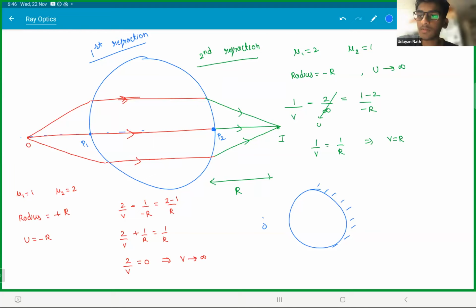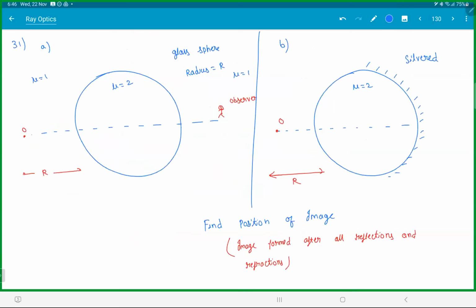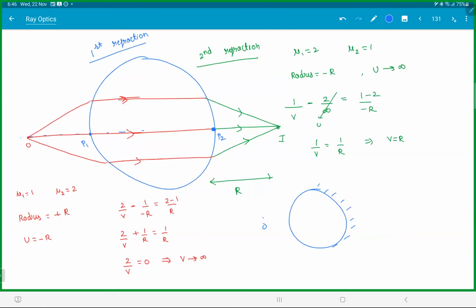So can you put the question? Yes, okay. 3R by 4. Okay, let's see. 4R, 5R by 2. I'm not sure. We have to check.